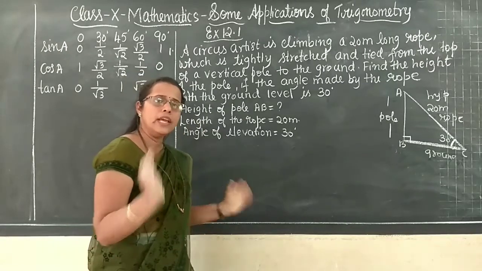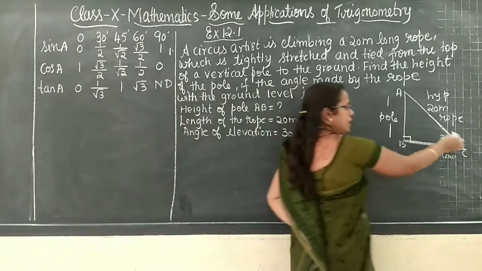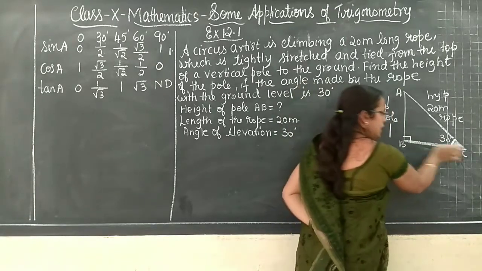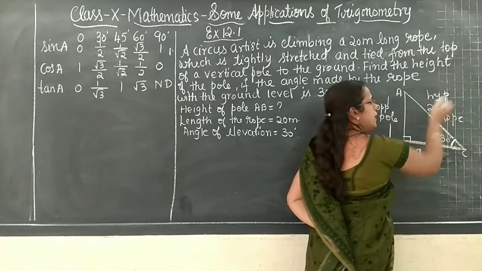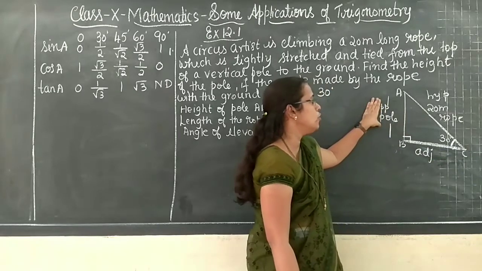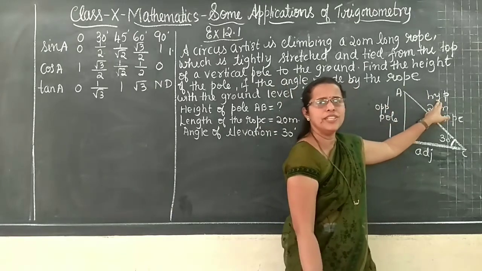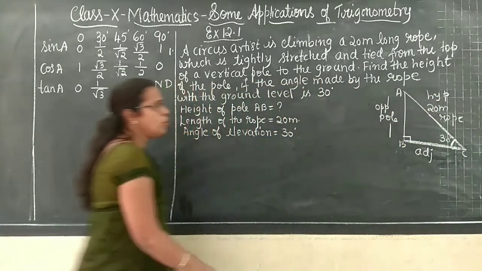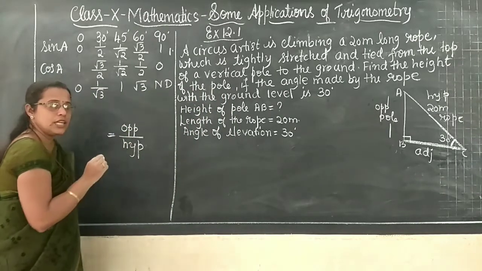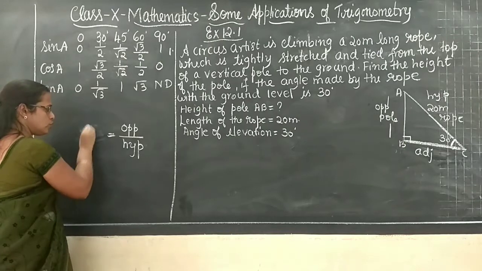We have to use any one of the ratios. Which ratio have to use? See here, this is 30 degree. The side in front of 30 degree is opposite. This is adjacent. This is hypotenuse. So what do you want to find? Opposite side you have to find. Hypotenuse you know. So opposite and hypotenuse having which relation, children? Trigonometric ratio. Opposite by hypotenuse is called as which ratio? Very good. Sine ratio.